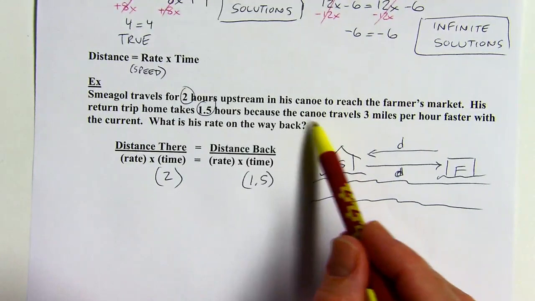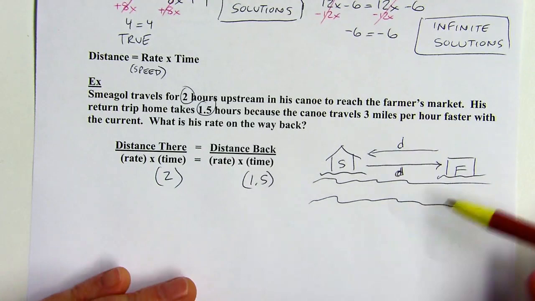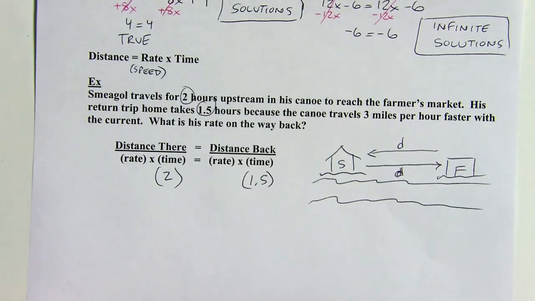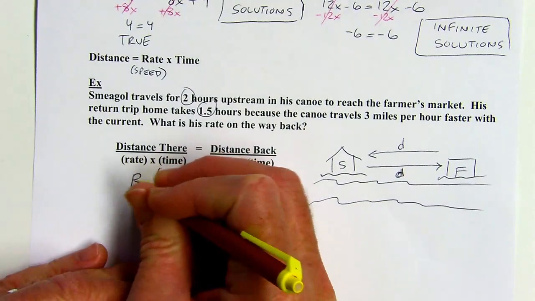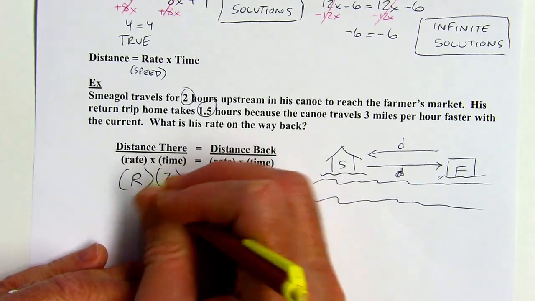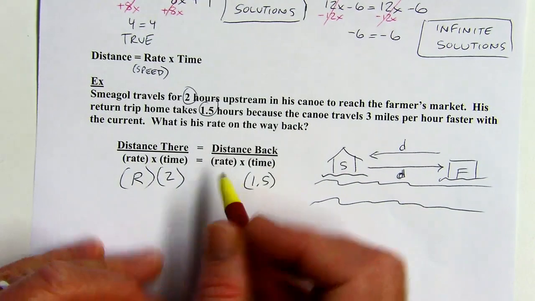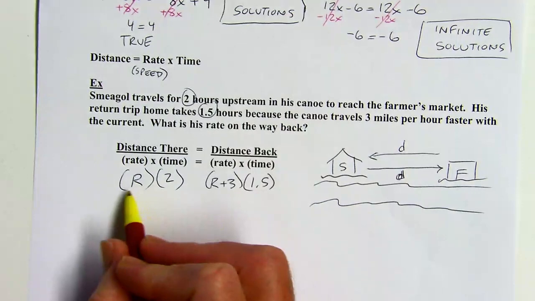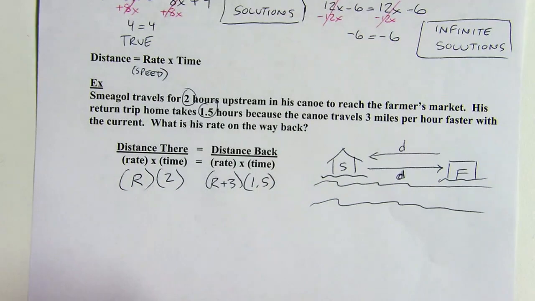And it says the canoe travels 3 miles an hour faster with the current. So it's going to go faster on the way back because it takes less time to get home, okay? So if the rate over here, I'll just call this R. I'll use an R there for the rate. That's the speed on the way there. The speed on the way back is faster. It's 3 miles an hour faster. So whatever this speed was, if this is 100 miles per hour, this would be 103 miles per hour, okay?